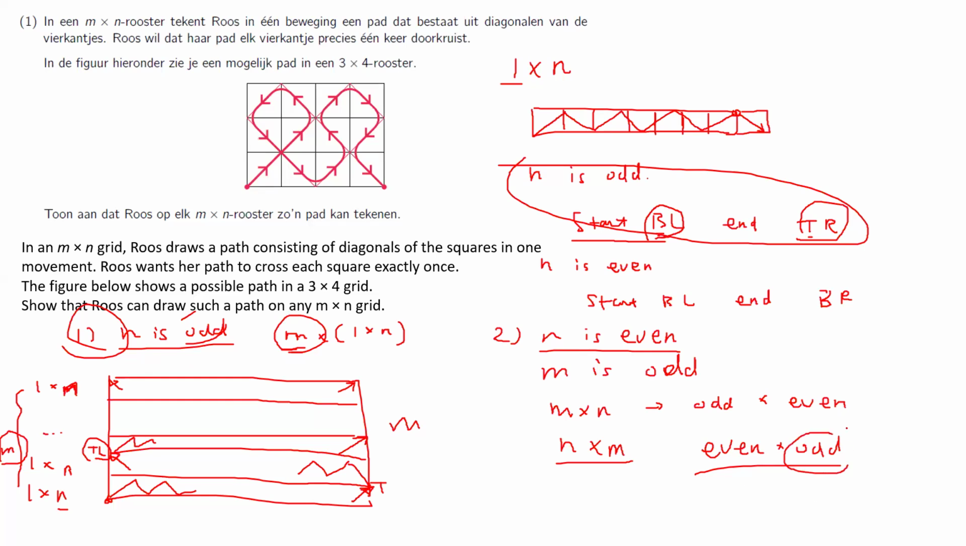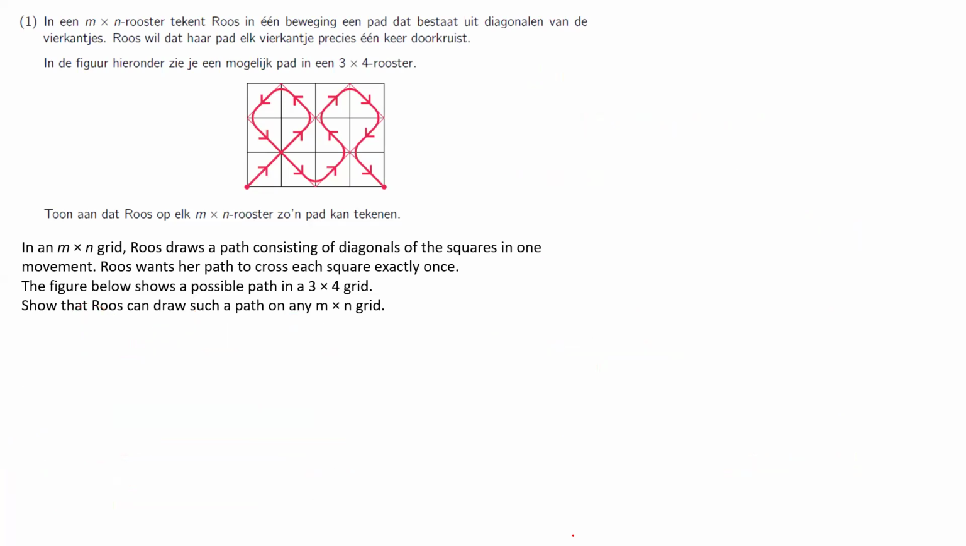So here, actually, n is odd because a reflection of the grid makes the number of columns an odd number, and the number of rows an even number. So subcase 2 is just a reflection of subcase 1, right? So that means subcase 2 is also possible. What about subcase 3?